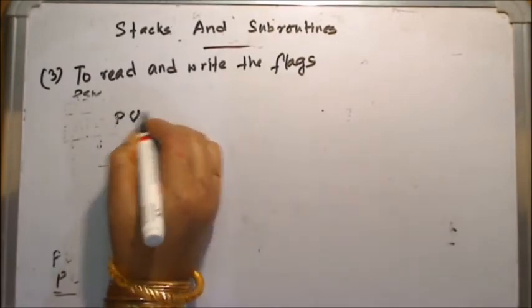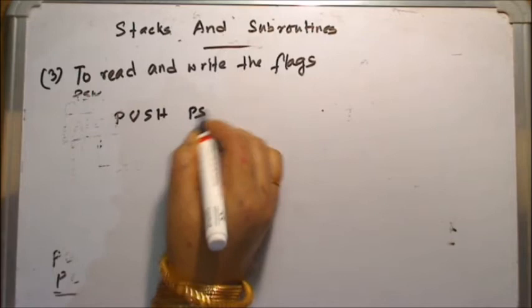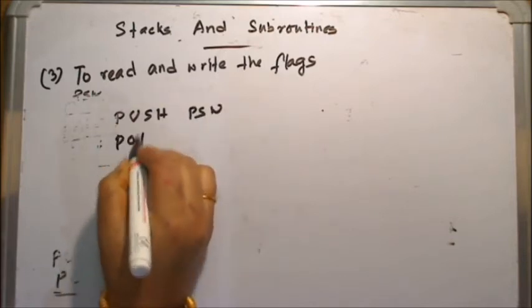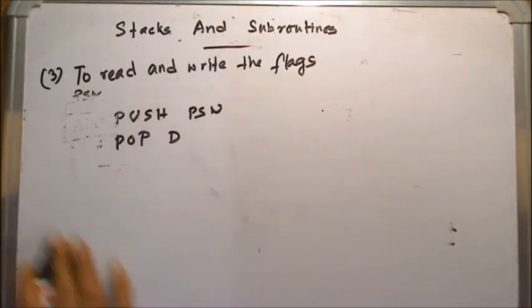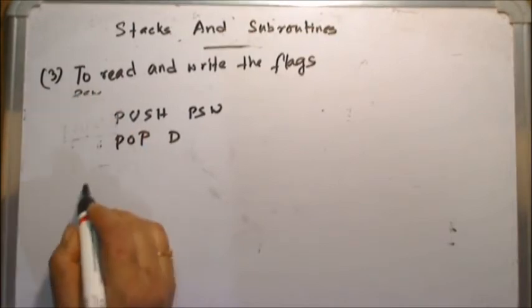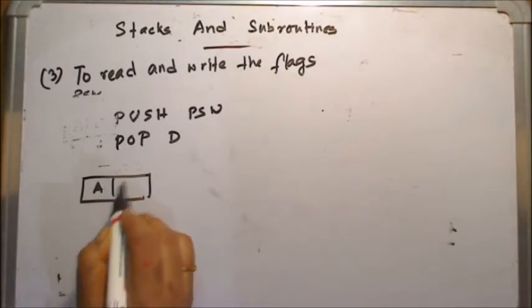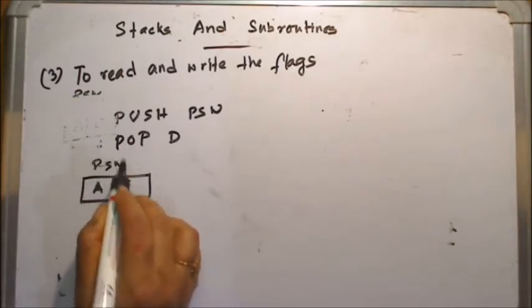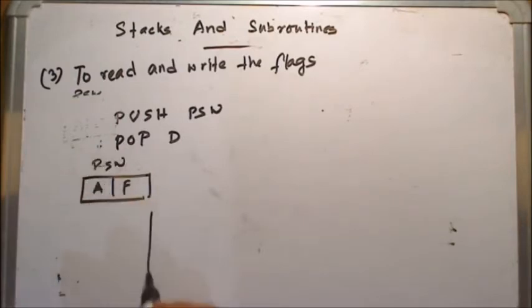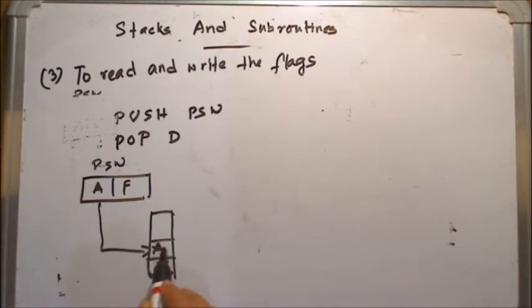Push PSW, then pop D. So what will happen? Push PSW: this is A, this is F, this is your PSW. Now you have moved the data into the stack. Now what I have written is pop D. So what will happen?